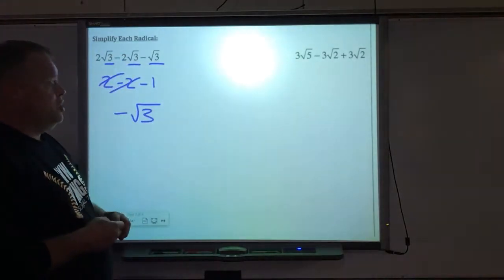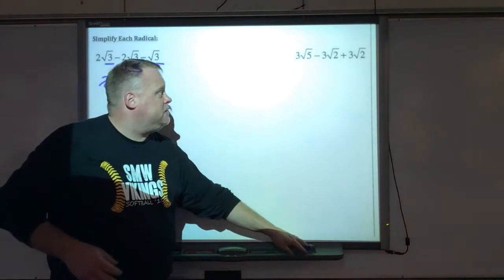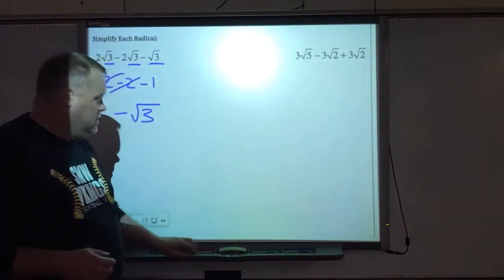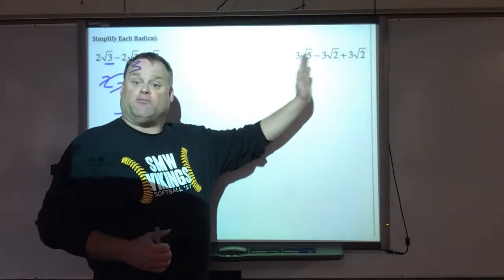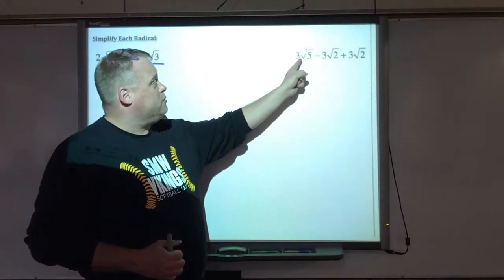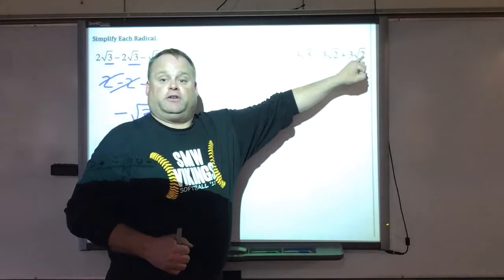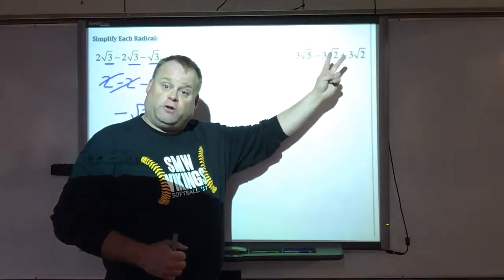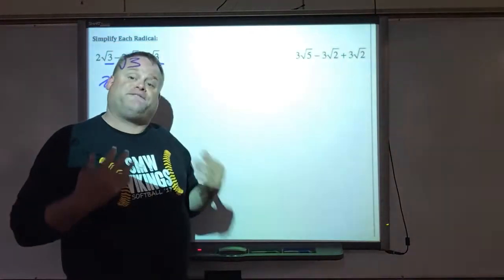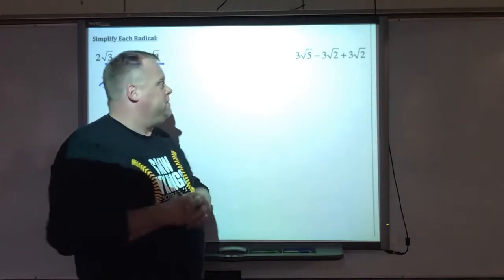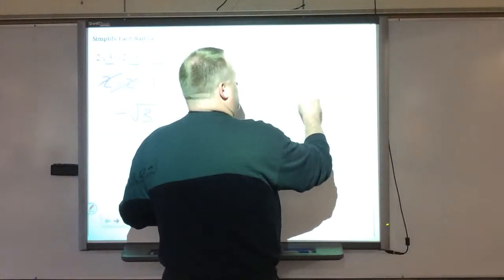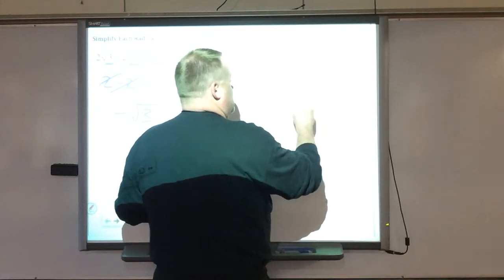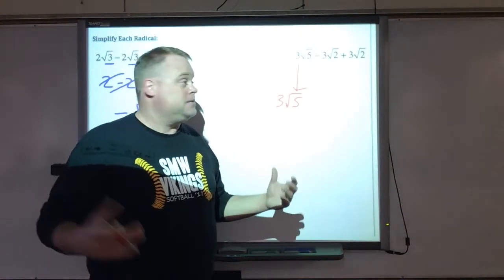The next one, 3 square root of 5 minus 3 square root of 2 plus 3 square root of 2. I don't have the same radicals here. I've got a square root of 5, a square root of 2, and a square root of 2. So I do have two square root of 2's, but I have a radical 5 there, right? So I'm just going to bring down the 3 square root of 5. There's nothing I can do with it yet, okay?